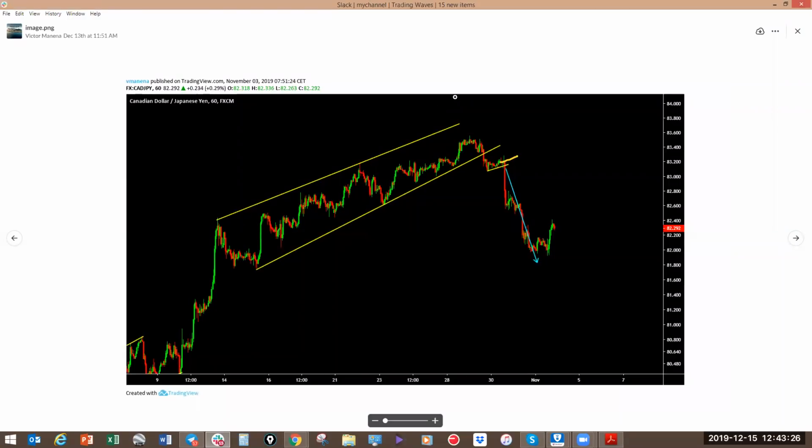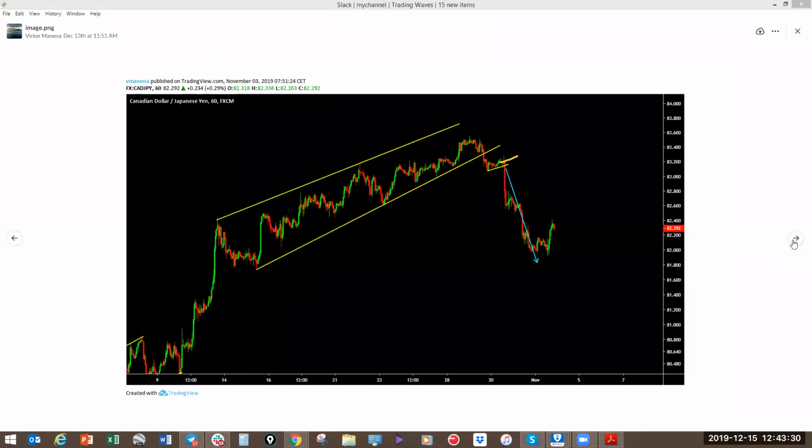Just after the news. The news propelled this to the downside, but the statement that I'm using, saying the news propelled that to the downside, is not quite correct, and I'm going to explain why I'm saying it's not correct. The news do not move the charts.